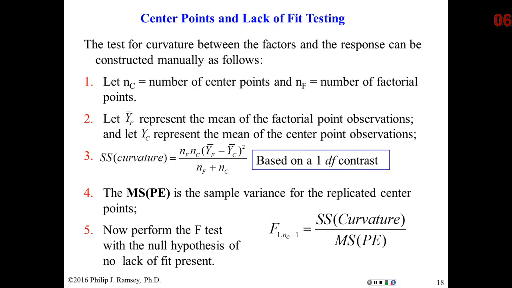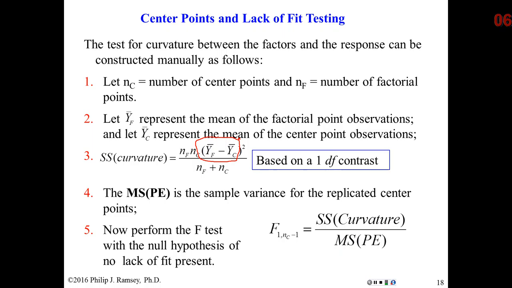I will not go through all the details, but it's actually possible to construct a test for lack of fit. In our case, we call this a 1 degree of freedom test for lack of fit, and that's because it's based upon one comparison, comparing the average of the factorial points to the average of the center points. So our test has 1 degree of freedom. In other words, we have one estimate of curvature based upon that difference in means.